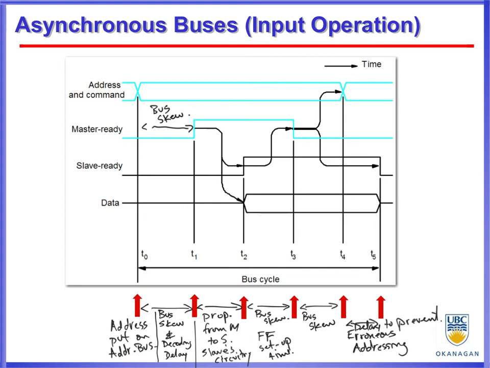Okay, so that's asynchronous. Everything is cause and effect, right? Master goes high, that causes the slave to do stuff. When the slave sets its slave ready to high, that causes the master to do stuff, right? When the master drops its ready signal, that causes the slave to do something. Take the data off the bus, and drop its ready signal.